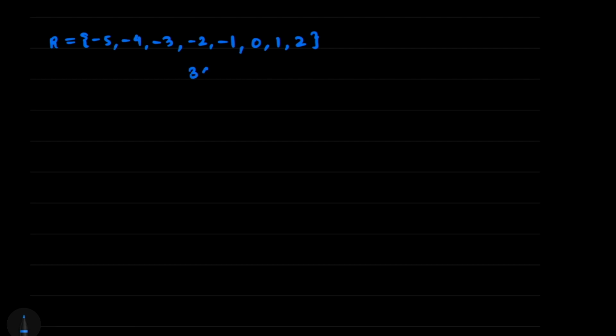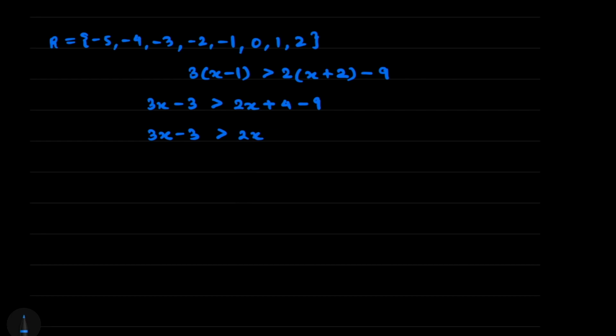So first let's open the brackets on each side. 3x minus 3 is less than 2x plus 4 minus 9. Let's simplify on both sides. So we get 2x minus 5. Let's subtract 2x on each side. So 3x minus 3 minus 2x is less than 2x minus 5 minus 2x. So this cancels out, and we are left with x minus 3 is less than minus 5.